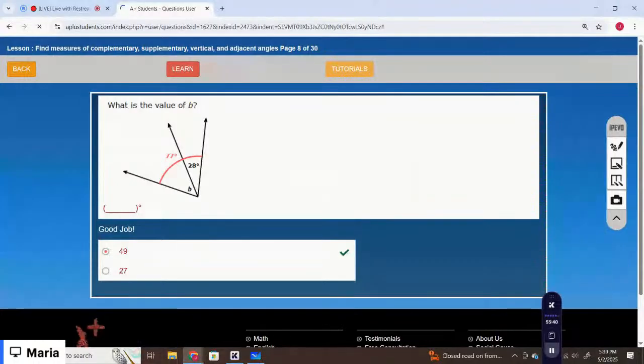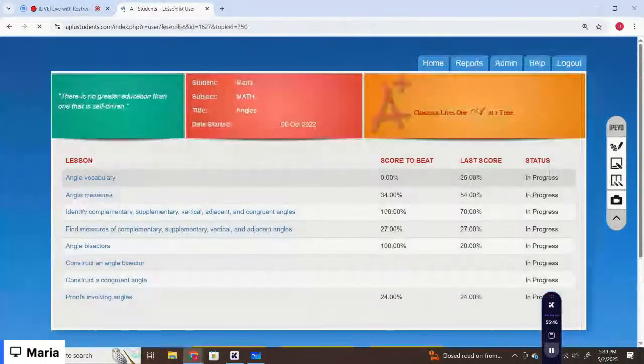So we were working on written math. The chapter we were working on is angles. The lessons we have covered today are angle vocabulary, angle measures, identify complementary, supplementary, vertical, adjacent and congruent angles, and find measures of complementary, supplementary, vertical and adjacent angles.